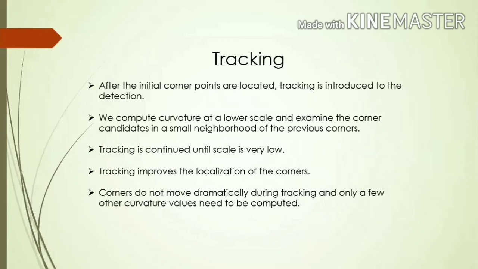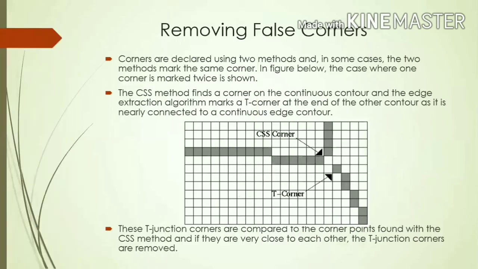So we think that the process is over, but we detect some false corners because of detecting the same corner twice. Corners are declared using two methods, as we know. In some cases, the two methods mark the same corner. The case where one corner is marked twice is shown in this figure. In this figure, the edge extraction algorithm examines a small neighborhood, and when it arrives at the edge of the contour, the corner in the figure is a Y junction, and it is marked twice.